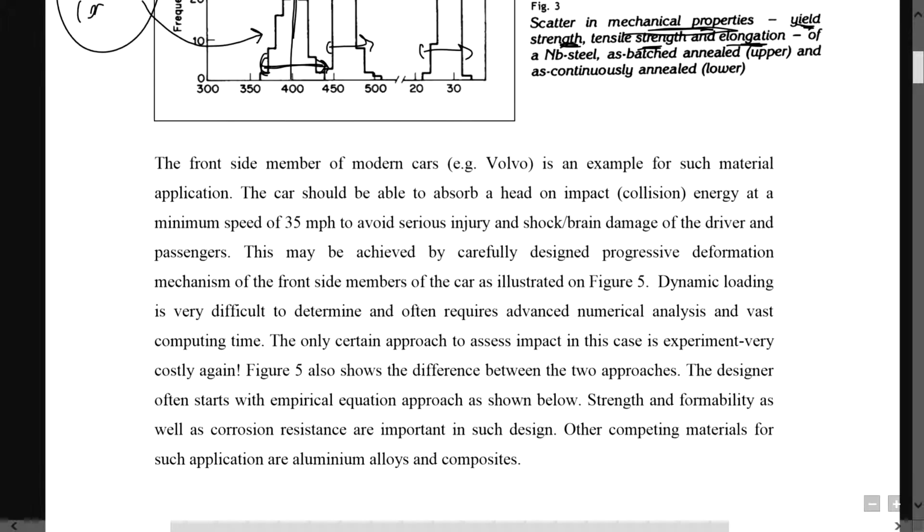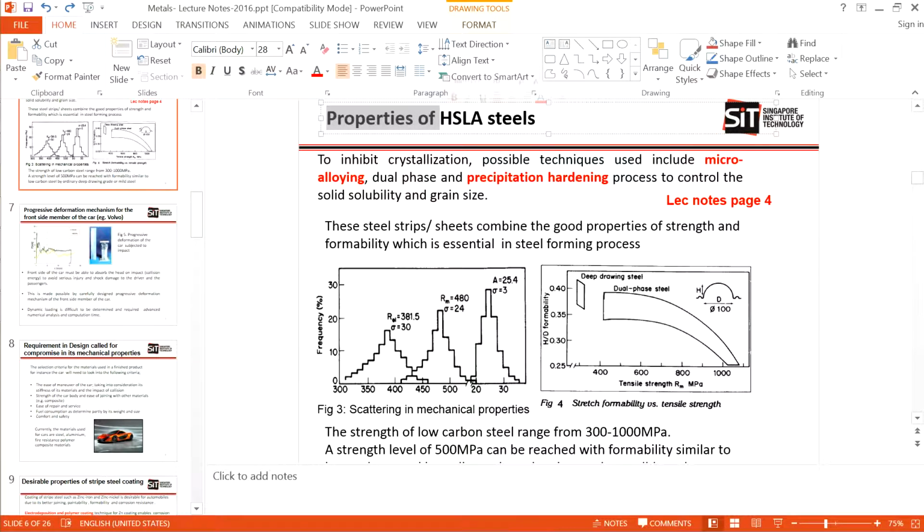Let's talk about the properties of the steel, given that I've explained it not very well. It prevents crystallization, and then you can use microalloying, dual phase, and precipitation hardening. Dual phase is just martensite and ferrite together as one. Martensite is one phase, ferrite is another phase, and you mix them together, called the dual phase. Then precipitation hardening and microalloying. Let's take a look.